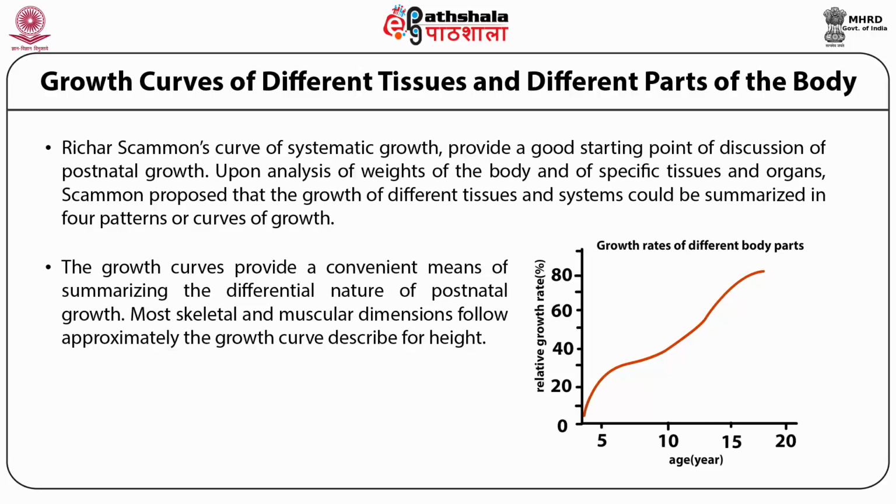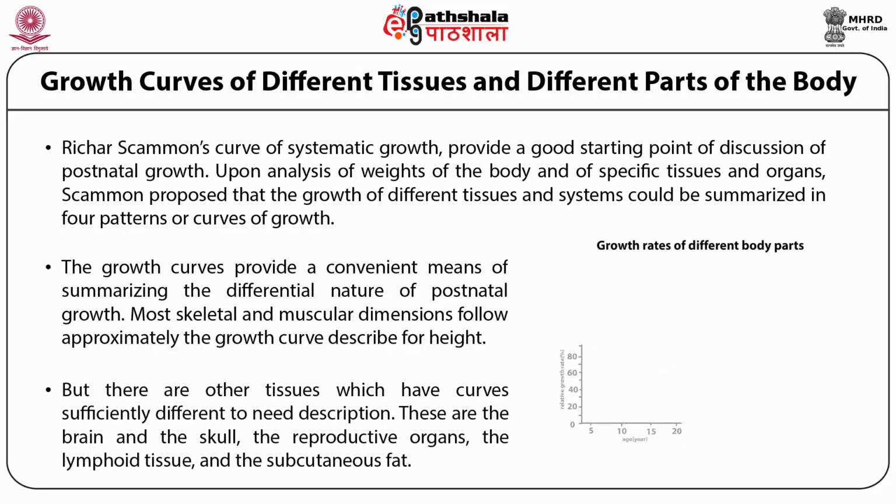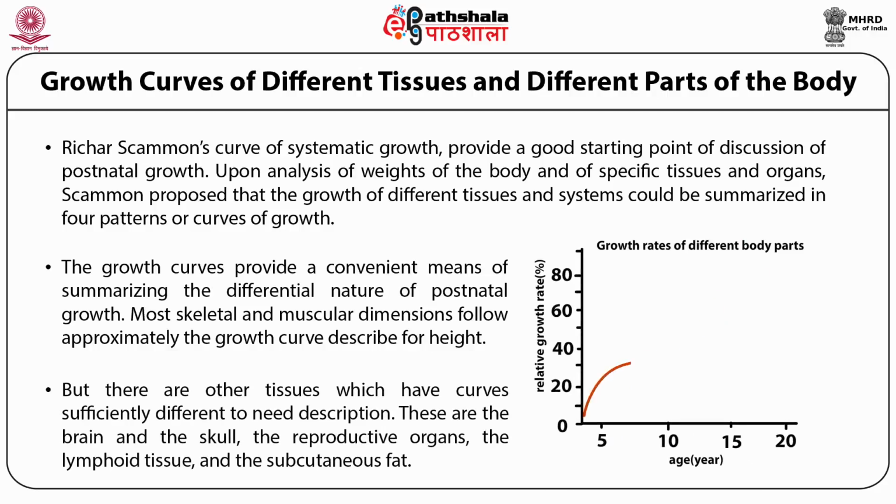Most skeletal and muscular dimensions follow approximately the growth curve described for height. So also do the dimensions of organs such as the liver, spleen and kidneys. But there are other tissues which have curves sufficiently different to need description. These are the brain and the skull, the reproductive organs, the lymphoid tissue and the subcutaneous fat.